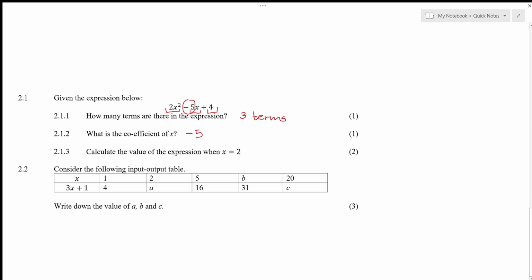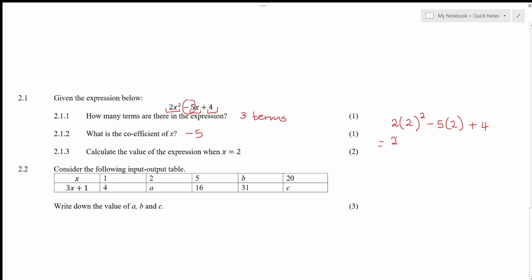And then calculate the value of the expression when x is equal to 2. So I will do it on the side here. So you're going to have 2. Now you have x squared, but x is 2. So it's 2 squared minus 5 times 2 plus 4. Okay, so let's work that out.